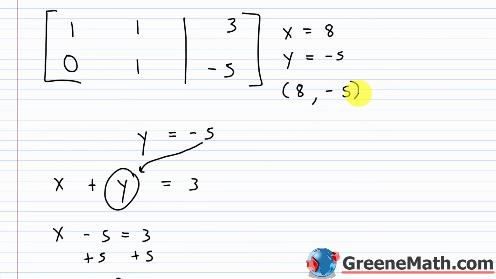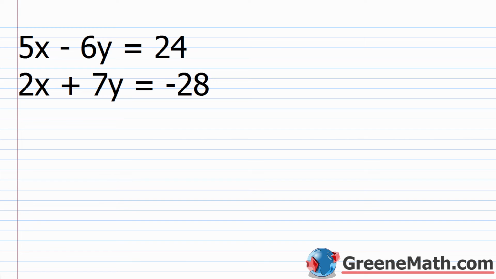And you can pause the video, go back to the system, and check it. And verify that it's the correct solution. I've already done that, so I know that 8, -5 is the solution. All right, let's take a look at one more example. And what I'm going to do in this example, I'm going to show you reduced row echelon form as well as row echelon form. Okay, and I'm going to explain the difference between the two.